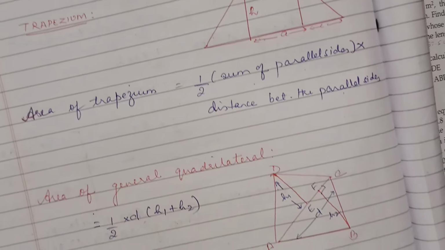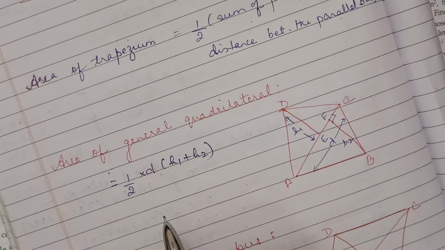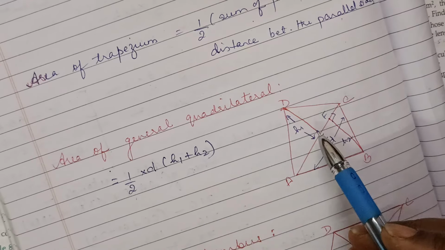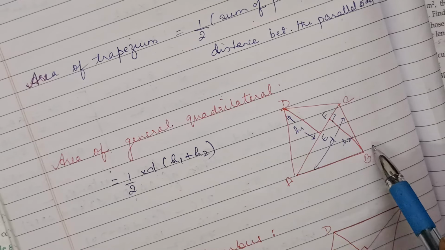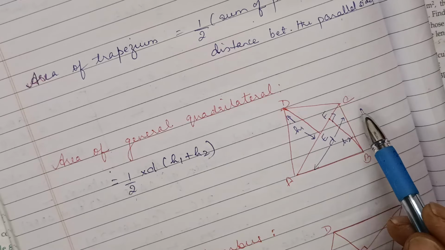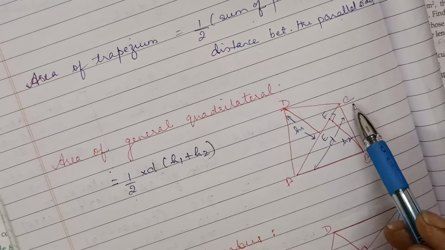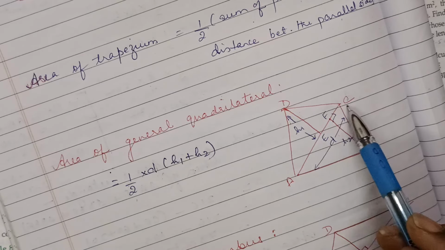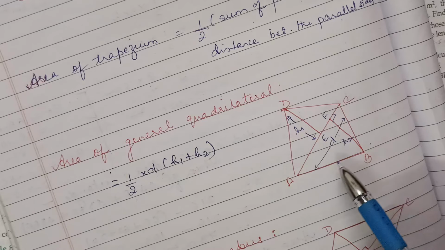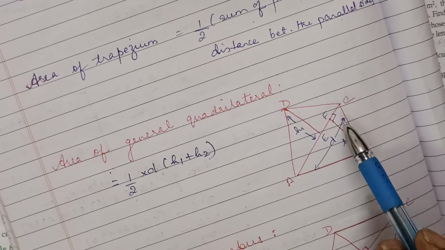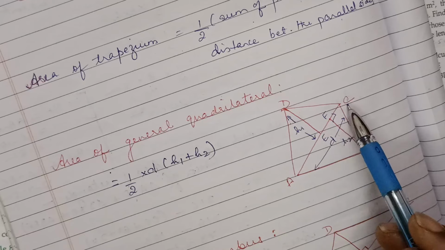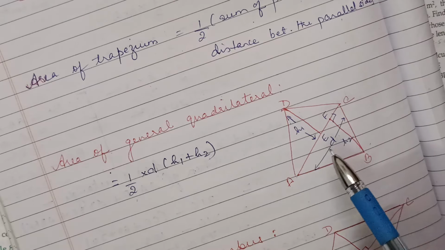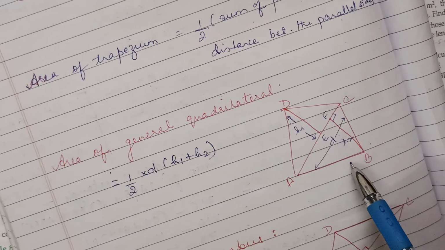Now in general, the area of a quadrilateral is given by the formula half into d into (h1 plus h2). Suppose ABCD is a quadrilateral and AC is the diagonal. In this, we find that it is split into two triangles. Suppose in triangle ACD, h1 is the height, and in triangle ABC, h2 is the height, and the distance between the two opposite vertices, that is A and C, the diagonal, is d. Then the area is given by half into d into (h1 plus h2).